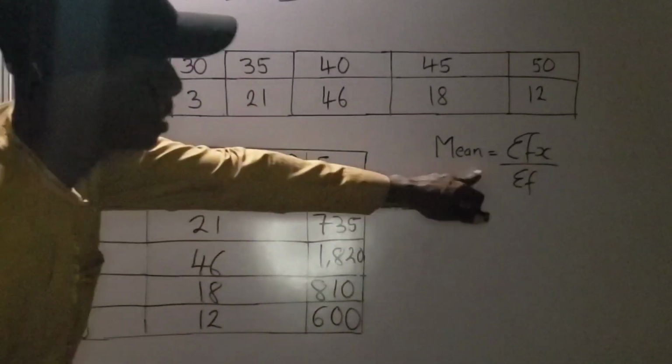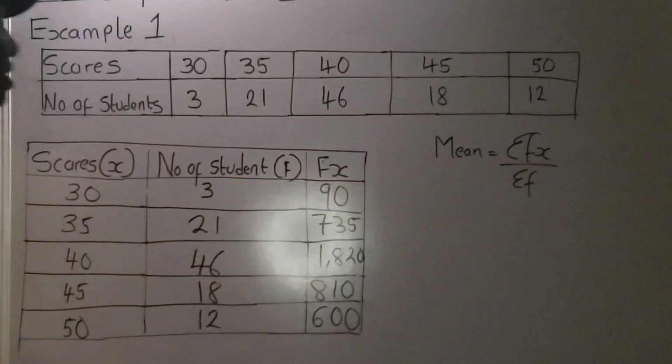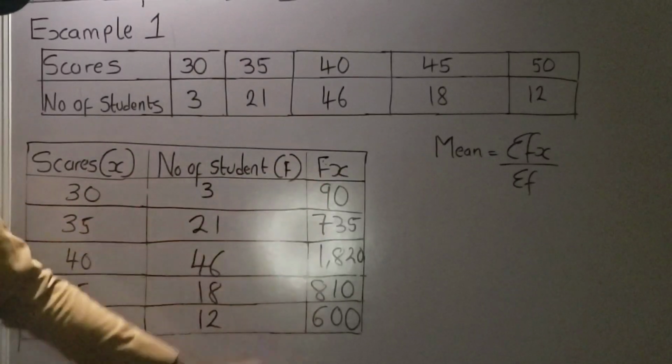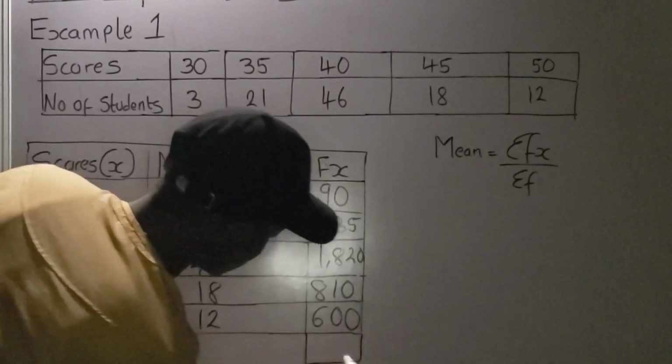So you can see mean is equal to summation fx all over summation f. That is, after taking the product of f and x, I'm going to take the sum. So I'm going to have the sum in this place.